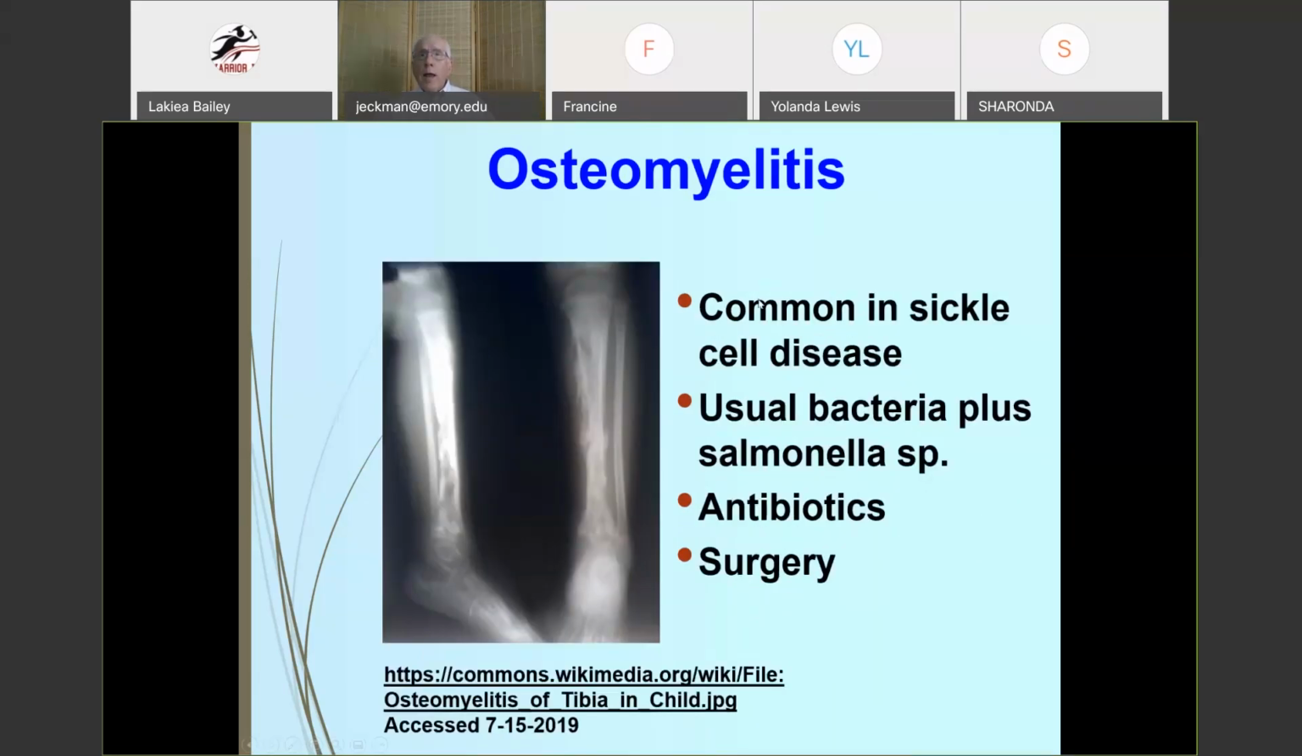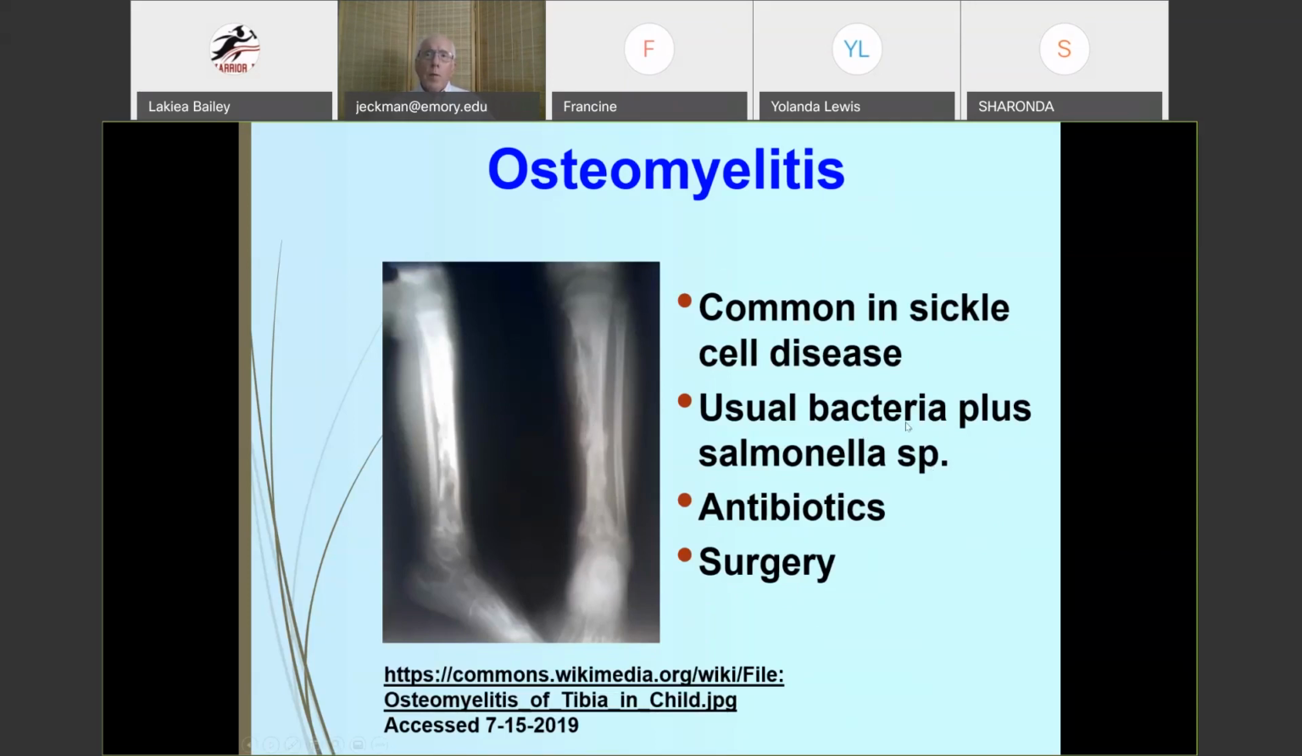Now, osteomyelitis, or infection of the bone by a bacteria, is also quite common. It looks very similar to the avascular necrosis when we do X-rays and all sorts of different types of imaging studies. And sometimes the only way we can make the diagnosis is by putting the needle into the bone and taking fluid out and putting it in for culture.